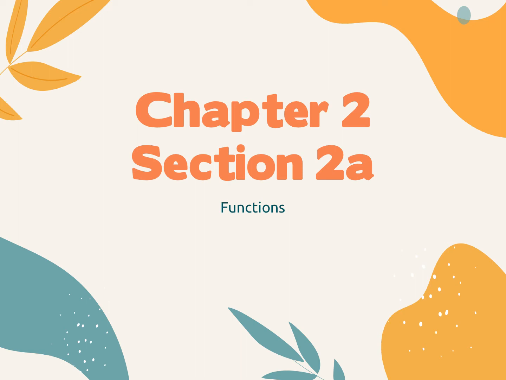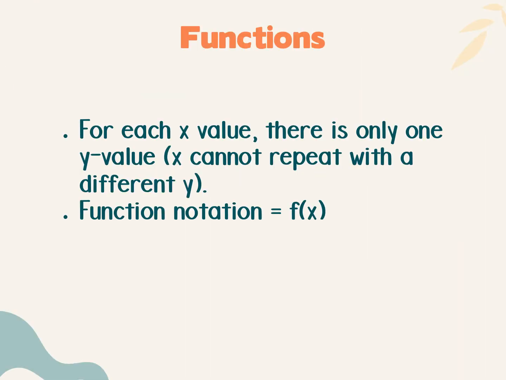Today we're going to cover day 1 of section 2, so 2.2a. Today we're going to learn about functions. So for something to be a function, each x value can only have one y value. So if you're given a list of ordered pairs, the x's cannot repeat. It has to have a different y. The y's can repeat.